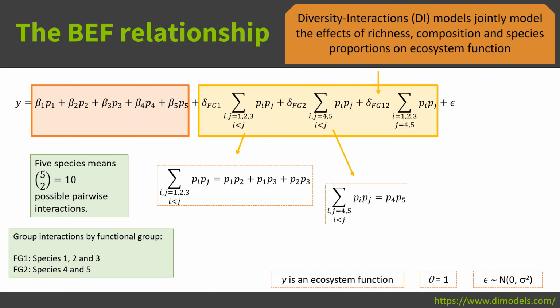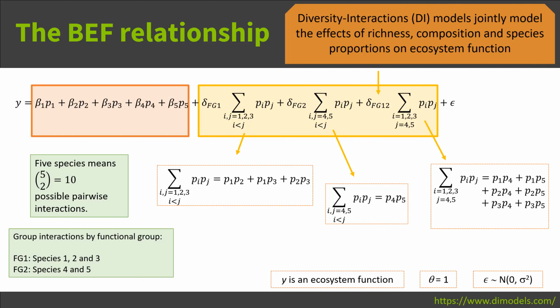And delta FG12 is for the interaction for any species from functional group 1 with any species from functional group 2. So any of species 1, 2, and 3 with either of species 4 and 5. Here, we are adding up the 6 individual PiPj's that involve 1 species from each functional group. This functional group model is more parsimonious than having an individual interaction term for each pair of species, because we have only 3 instead of 10 interaction parameters.